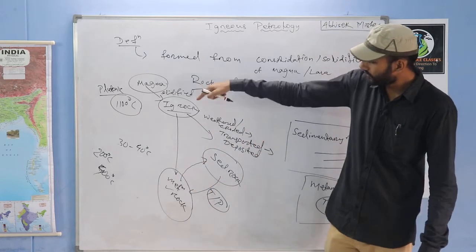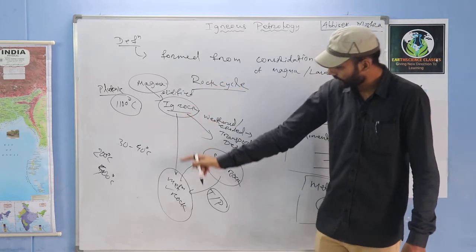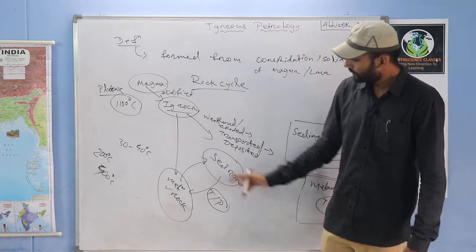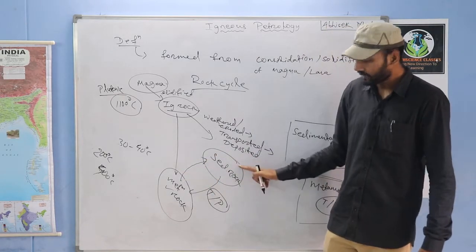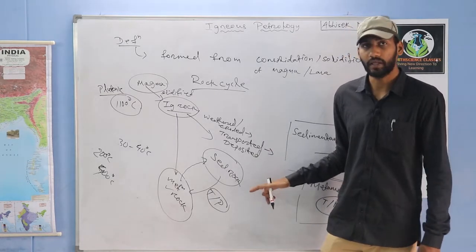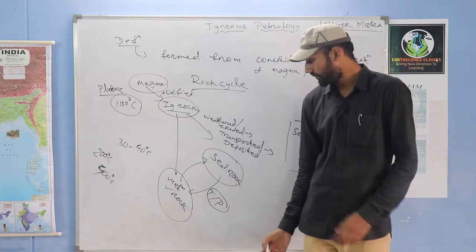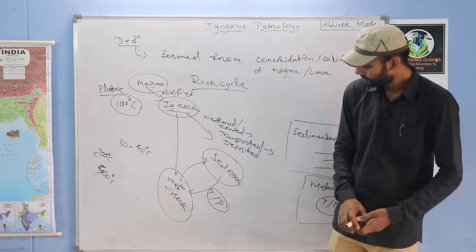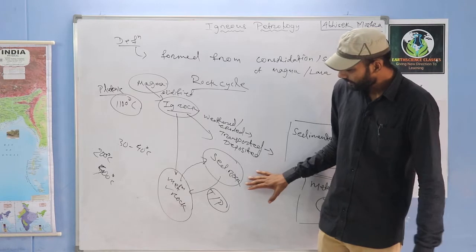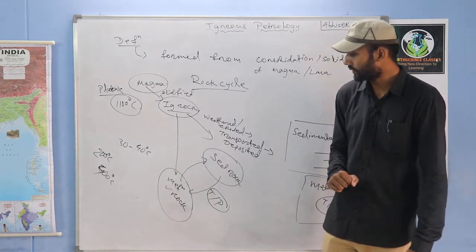right? From igneous rock we can find sedimentary rock, from igneous rock we can find metamorphic rock, from metamorphic rock we can find sedimentary rock, and from sedimentary rock itself we can find another sedimentary rock when it is getting eroded and then deposited in a different environment. And this sedimentary rock can undergo change in temperature and pressure conditions to produce metamorphic rock.